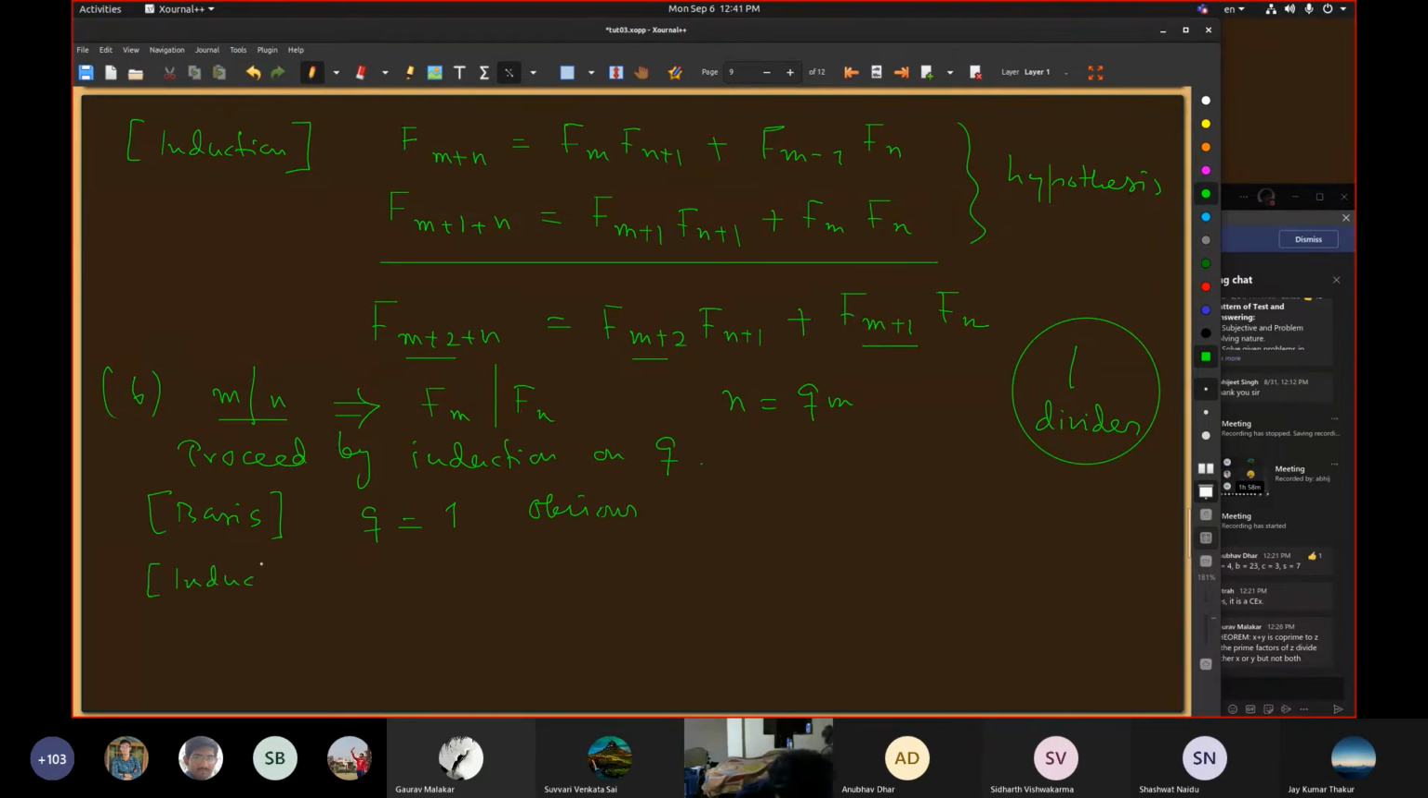And what is the inductive step? Let's say Q is greater than 1 and Fm divides F(Q minus 1)M. I have to show that Fm divides F(Q)M. How do you do that? Sir, we can use the previous identity that we have proved. Here I will use M, and here I will use (Q minus 1)M, right?